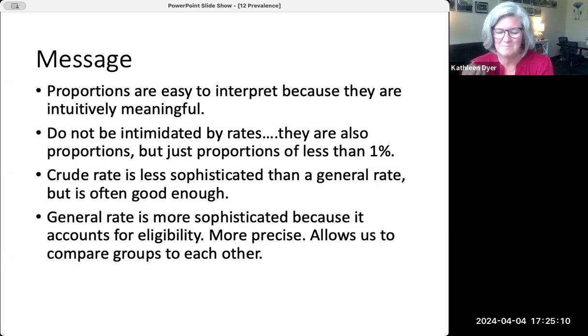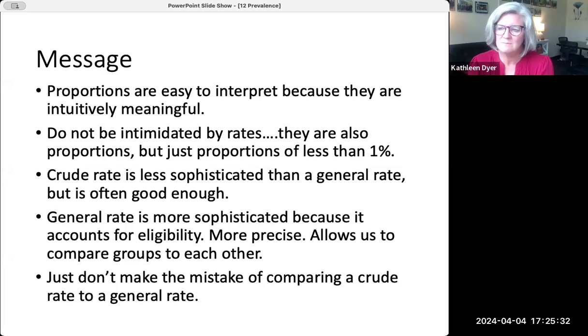It makes general rates much more interesting and useful because we get that more granular information and we can make comparisons that are really interesting. So general rates are usually the better thing to be looking for, but crude rates are often good enough. Just please be careful not to accidentally compare a crude rate to a general rate. I think that's what you need to know about rates.